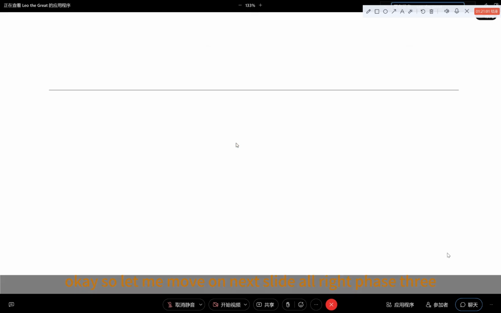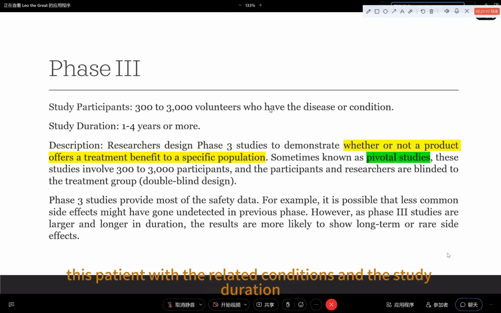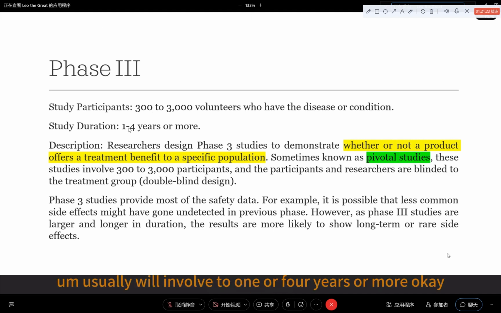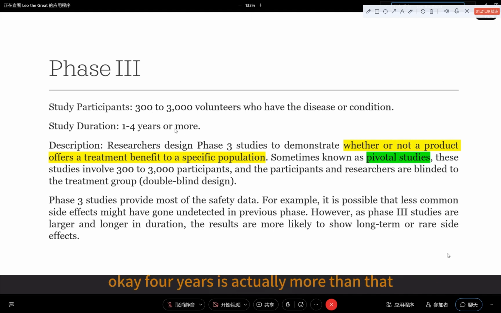Okay, so let me move on. Next slide. All right, phase 3. The study participants usually involve 300 to 3,000 volunteers who have the disease or condition. So now we are not talking about healthy subjects. We are talking about patients with the related conditions, and the study duration usually involves 1 to 4 years or more. It depends on the design of your study, but typically the FDA definition is 1 to 4 years, but a lot of them don't stop at 4 years. It is actually more than that.